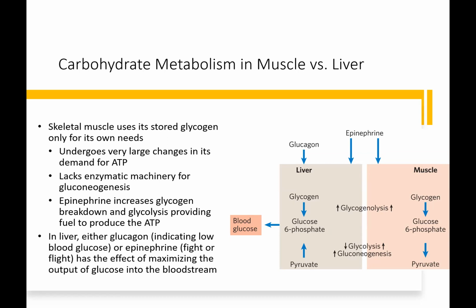Yeah? So is the goal in the liver, compared to the muscle, to maintain blood glucose levels, whereas in the muscle it is to feed as much glucose as possible to glycolysis by breaking down glycogen?